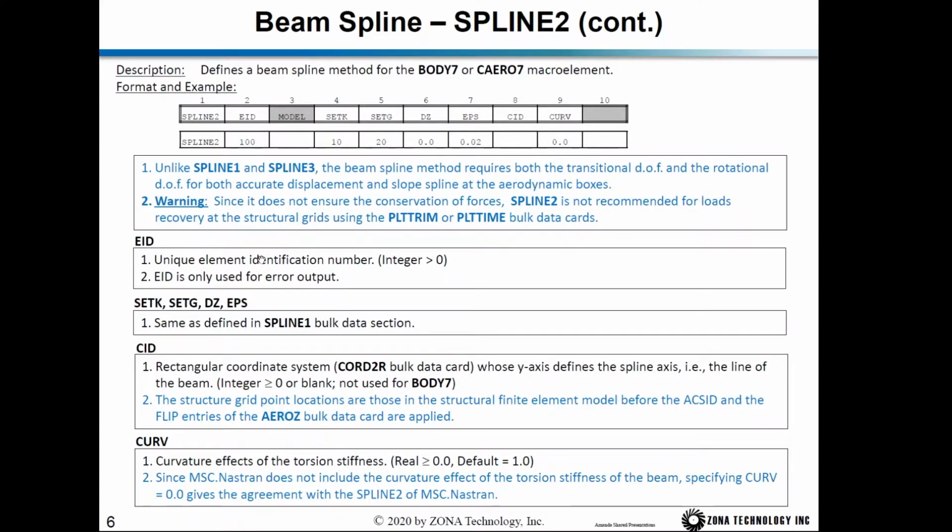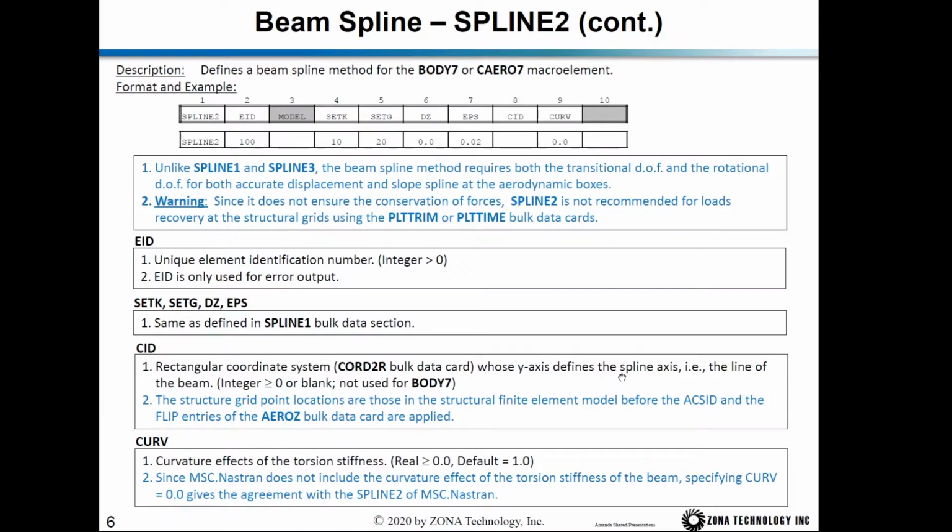So you give EID, and also you use set K to refer to panels 1, panels 2, panels 3, and set G refers to set 1 to list out the structure grid points, and DZ is, just like the spline 1 card, a flexibility factor, so you should always use 0, and EPS is the small tolerance, and CID refers to a coordinate card, and the y-axis of this coordinate card defines the spline axis.